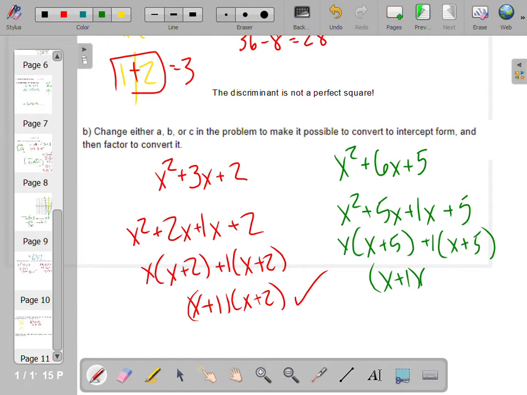Either one of these are correct. Doesn't really matter which one you do. There's probably other answers too, but those both work. If I could change one number, that would work.